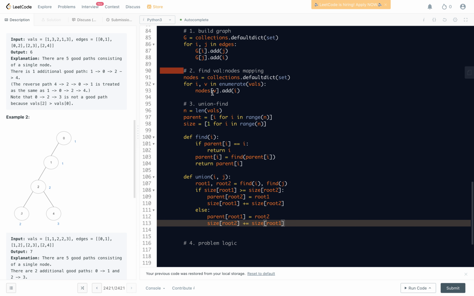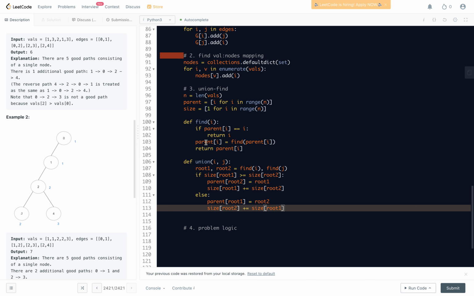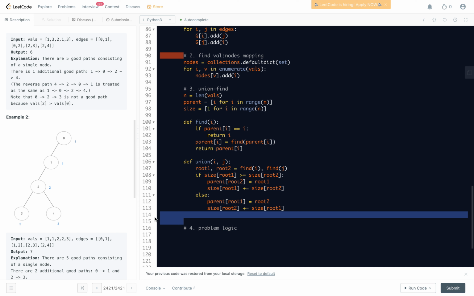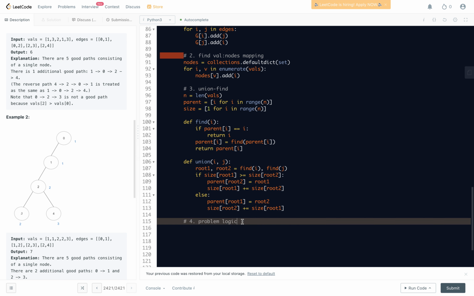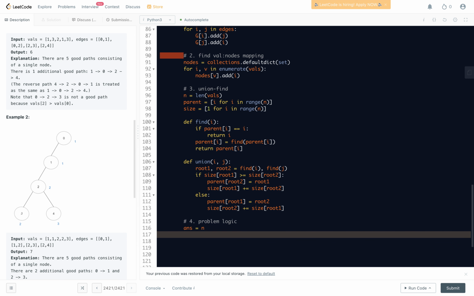With that said, we finished the first three parts. Build a graph, find the value to nodes mapping, so basically here we partition the nodes according to the unique values, and then we implement the union find helper functions. So the three parts are actually all very straightforward.